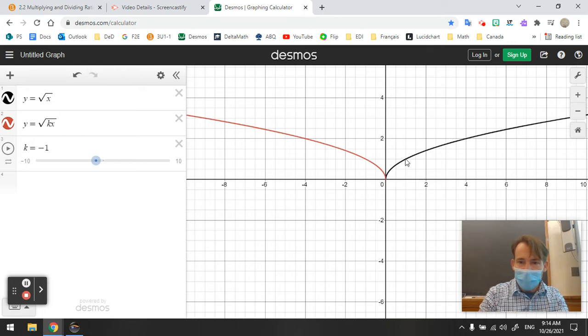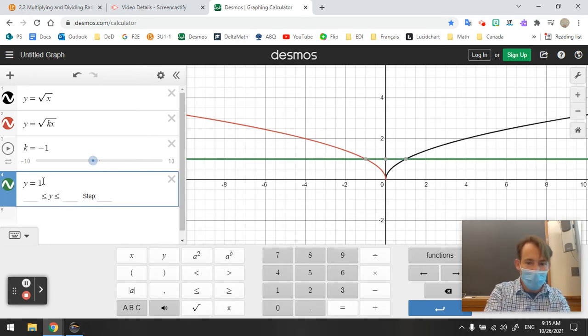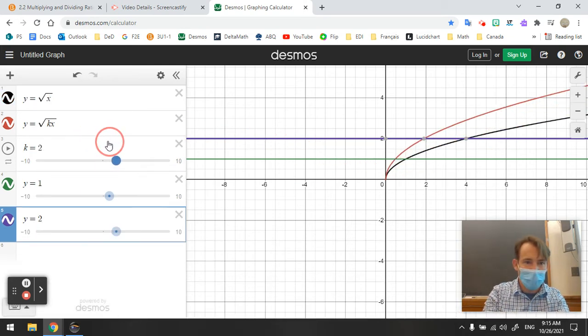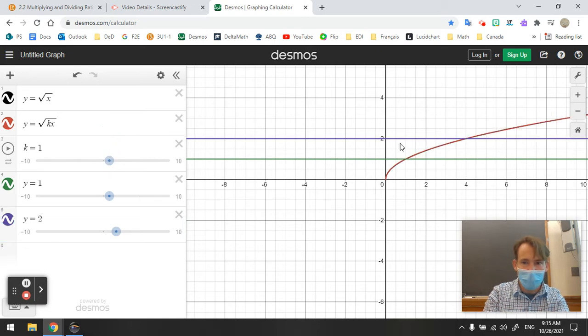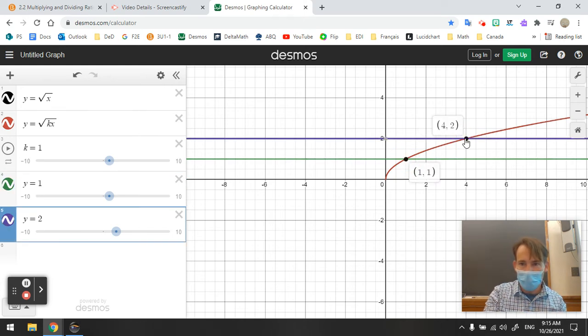So here's our parent function, which is y is equal to the square root of x. But now let's take a look at some of the other values of k. And to show you them, I'm going to put in some values of y. Y is equal to 1, and y is equal to 2. Now let's take a look when I have k values here. I'm going to start my function just with the parent function over there. So now let's take a look at these points. We have the point 1, 1 here, and the point 4, 2.